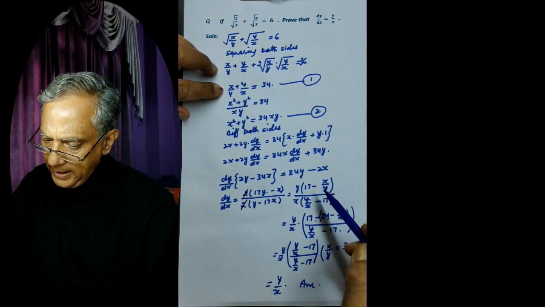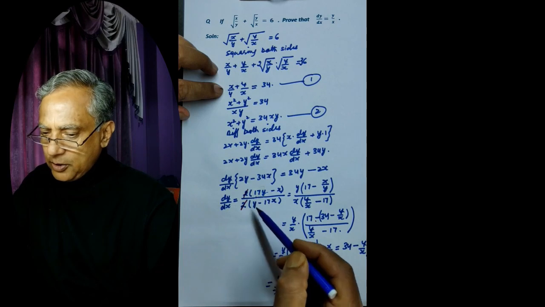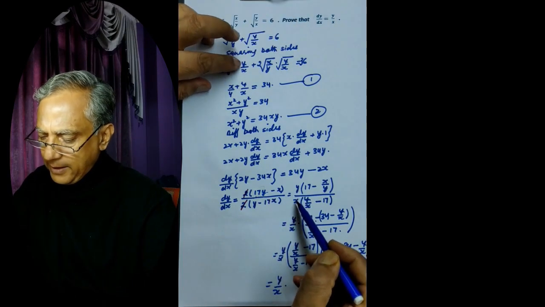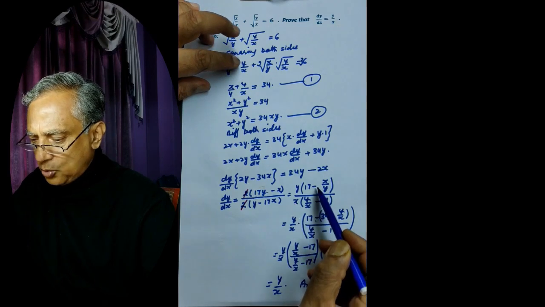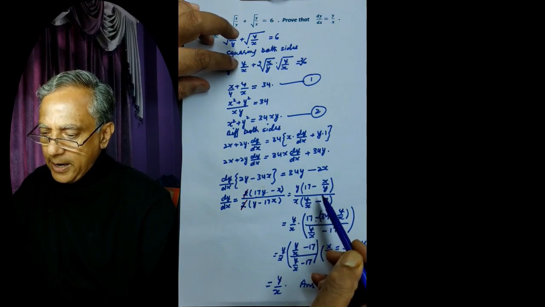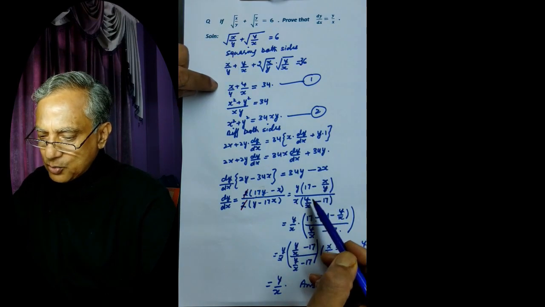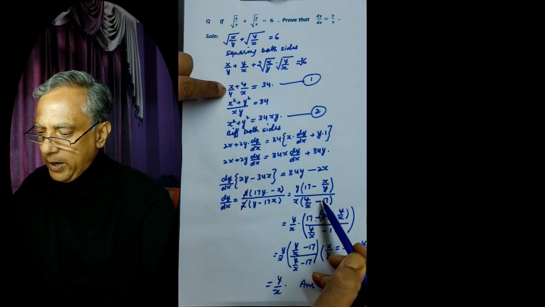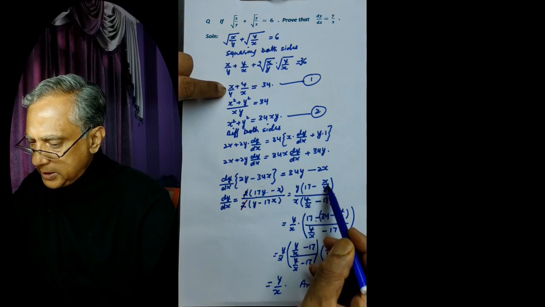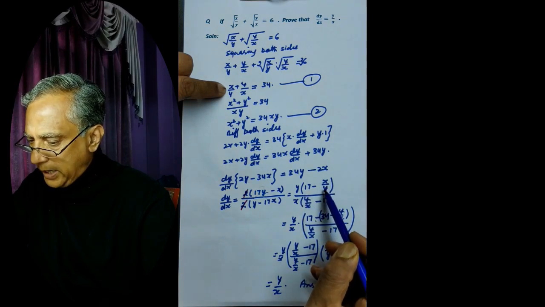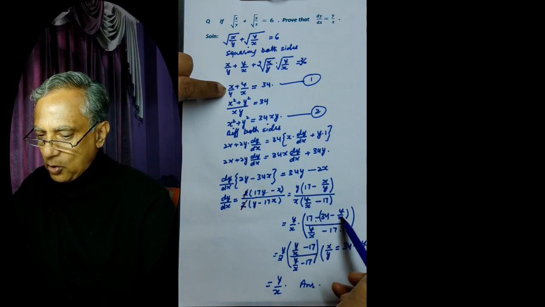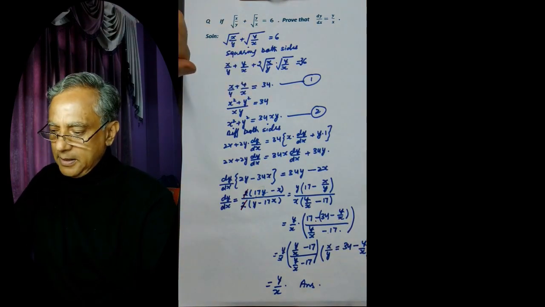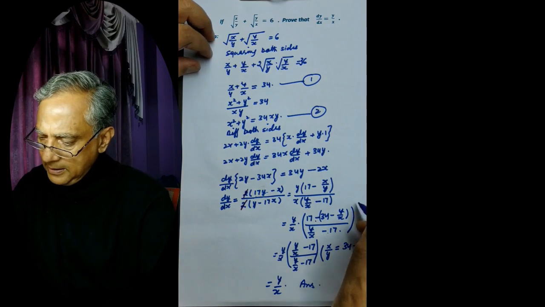So here you must note that the answer required is y by x. So take y common and from here take x common. Now these two terms should cancel out. So I must change x by y in terms of y by x or y by x in terms of x by y. So what we do is I substitute x by y in terms of y by x from this equation and get the result. This step is important.